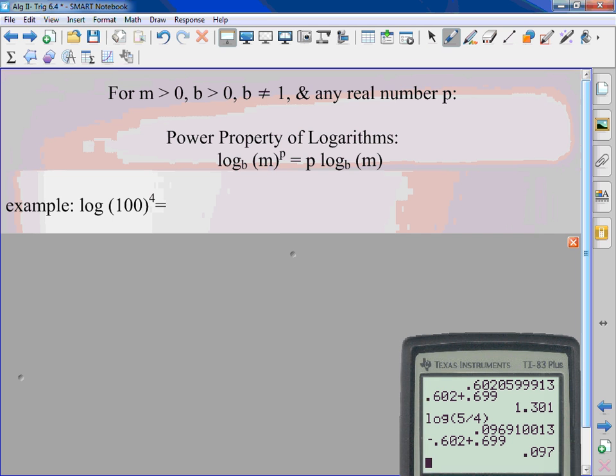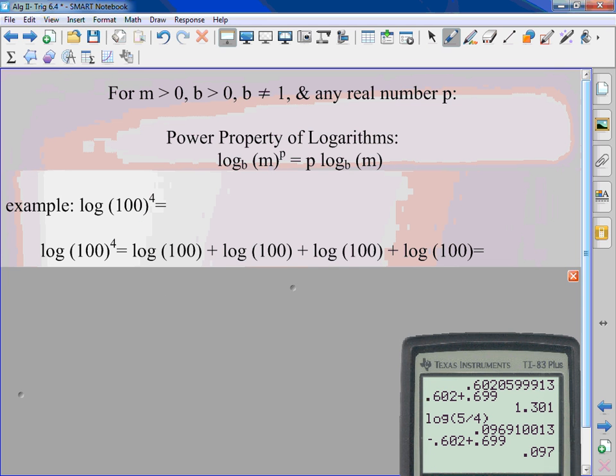For example, I have log of 100 to the 4th power. What does to the 4th power really mean? Times 100, times 100, times 100, times 100. So I really have log of 100 to the 4th is log 100 plus log 100 plus log 100 plus log 100.